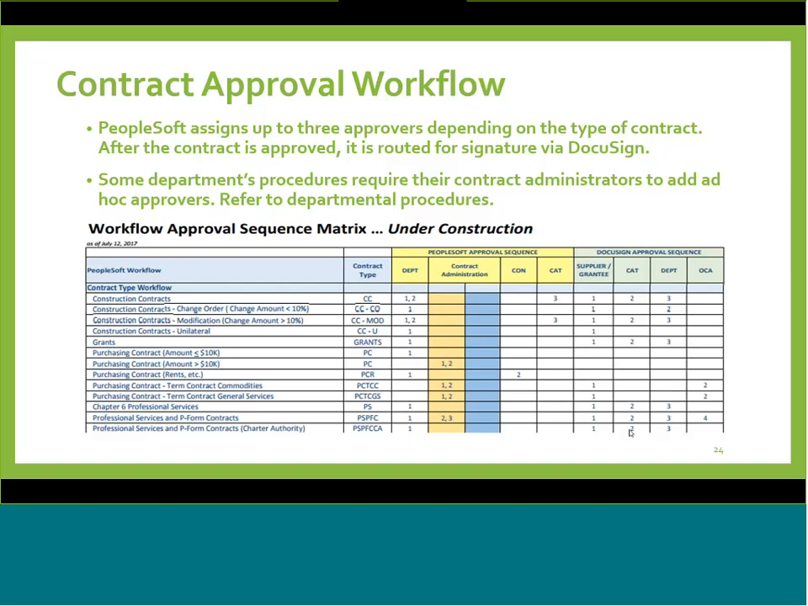All right, and then contract workflow. What are professional services P-form contract charter authority? This has no OCA approval. Can DPH use this for Vizient contracts? Oh, okay, and you're trying to figure out, can you use this type so that it won't go through OCA approval?